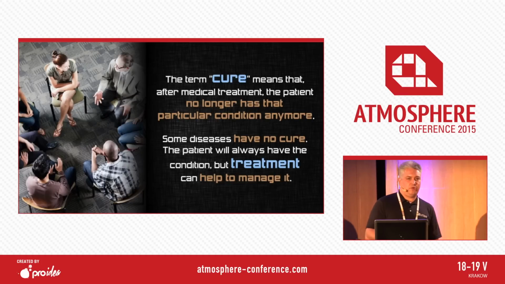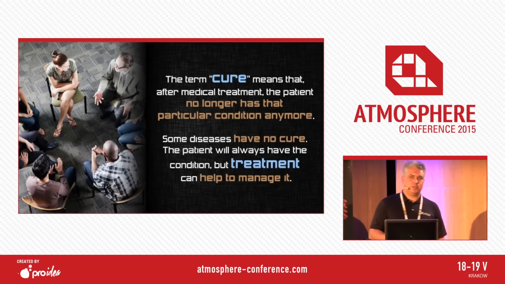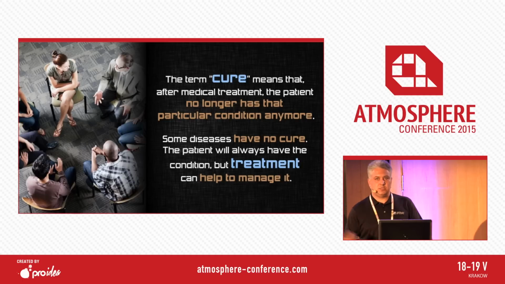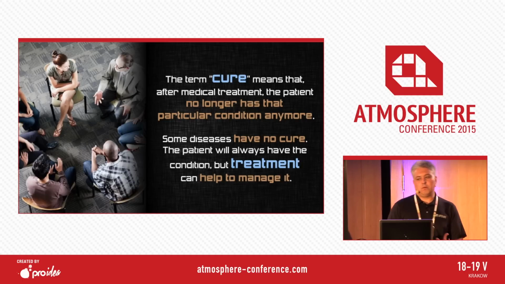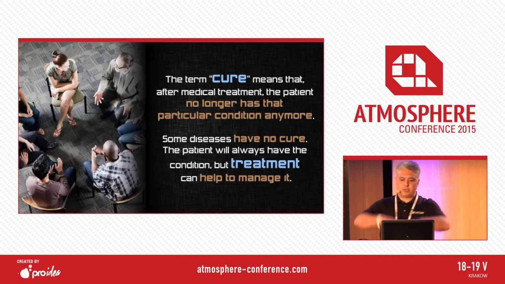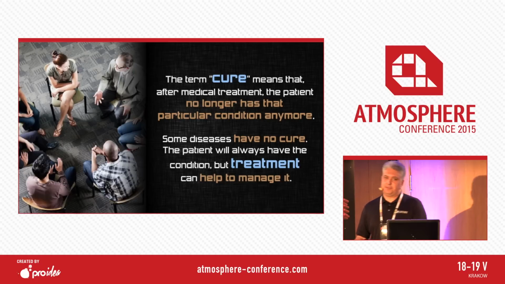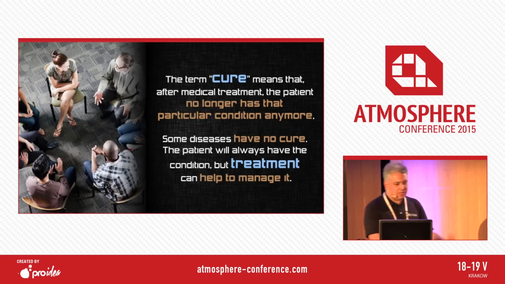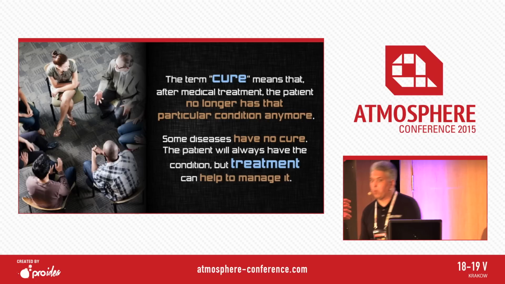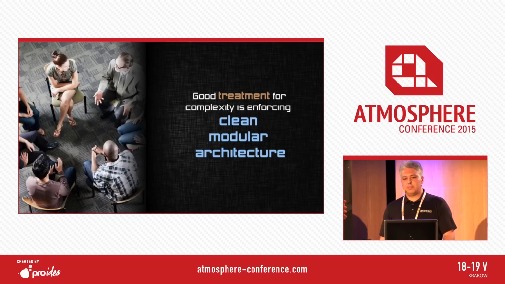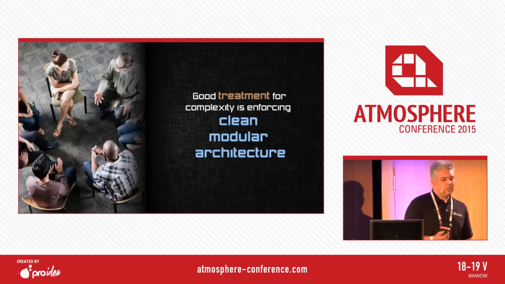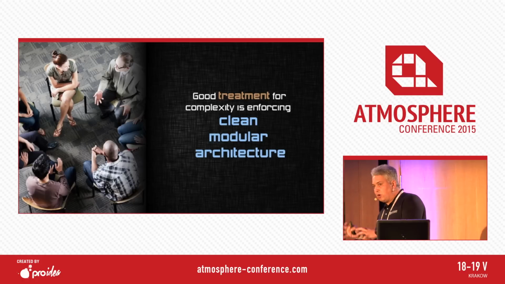So there is no cure for complexity, but there is a treatment. And the difference is obvious. Cure is when you apply something and the condition disappears. And in some cases, it's just never going to disappear. You just have to treat it constantly. And that is the case with complexity. You have to have a treatment for complexity because it ain't going to go away. And that is modularity. You need to make sure that your architecture is modular.